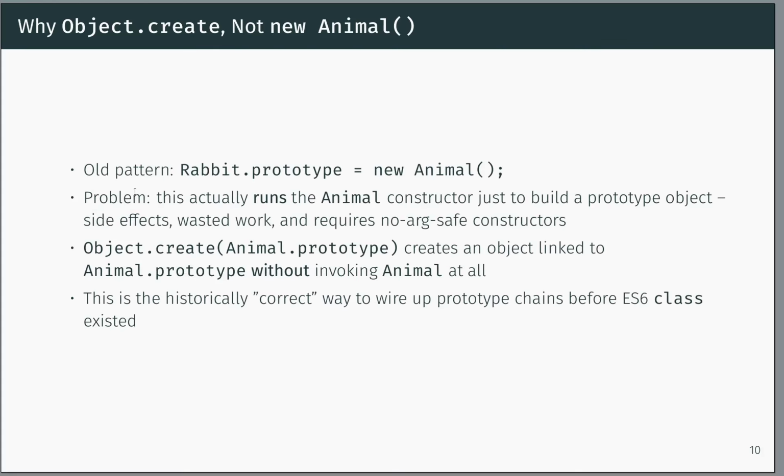So why do we call Object.create and not new Animal constructor? Rabbit.prototype equal to new Animal is the old pattern. The problem with this is it actually runs the Animal constructor just to build a prototype object: side effects, wasted work, and it requires no-arg safe constructors. Object.create(Animal.prototype) creates an object linked to Animal.prototype without invoking Animal at all. This is the historically correct way to set up prototype chains before ES6 class existed.